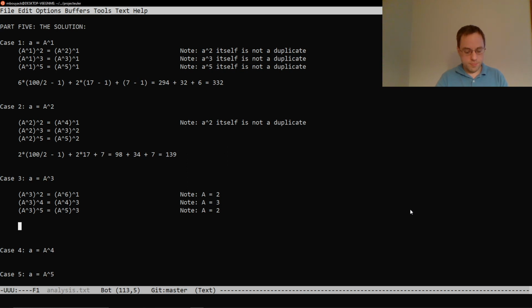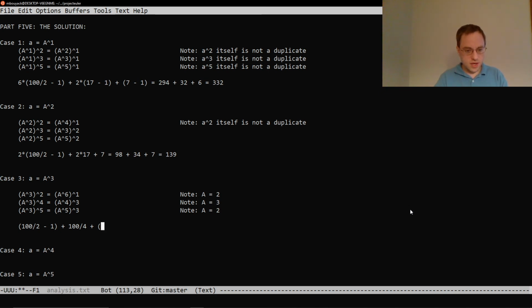Okay, so we'll have 100 over 2 minus 1 plus 100 over 4 plus 7. Oh, actually, we're not using the usual expression in this case because we don't have duplicates divisible by 3. And so we actually have to handle this case a little bit specially.